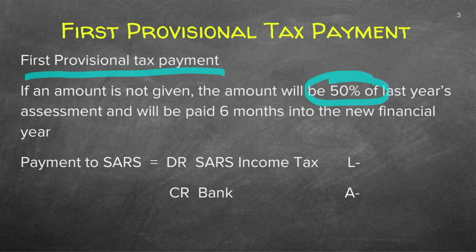And so when a payment is made to SARS, obviously we are going to credit the bank. Our asset is going to be reduced because we've got less money in the bank, and we are going to debit SARS income tax. And have a look there. I'm reducing a liability which as yet does not exist.